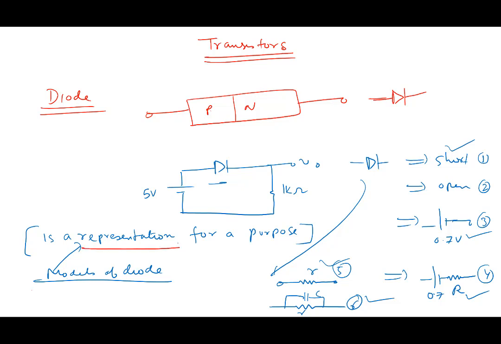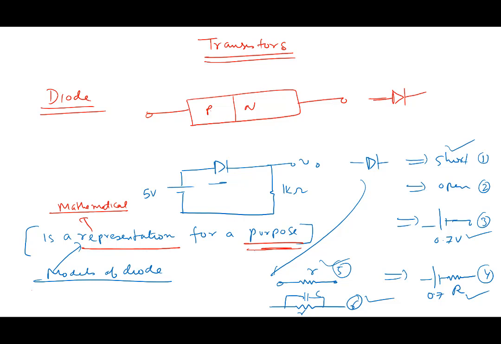A model is a representation for a purpose. What kind of representation? It's a mathematical representation that we are looking at. A diode, a PN junction, is a physical entity. What we are looking for is a mathematical representation of that entity. And this is very important: the purpose decides what kind of model I am going to use.